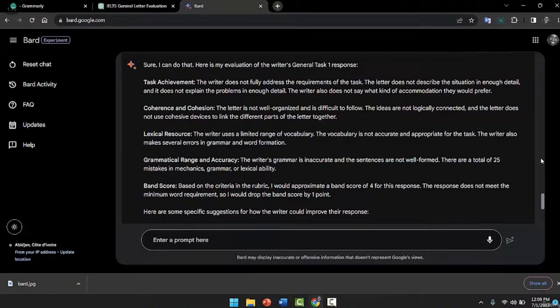So Google Bard and ChatGPT both do a pretty good job. Sometimes ChatGPT is more accurate than Google Bard. Sometimes Google Bard is more accurate than ChatGPT. But it's a great way for you to get that feedback that you're looking for, everybody. You can get the feedback that you're looking for.